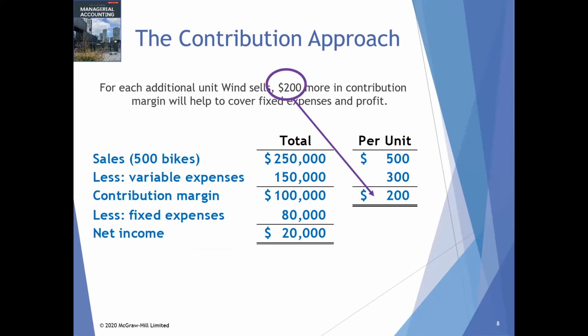Let's see, for each additional unit Wind sells, they get $200 profit, right? So $200 more in contribution margin will help to cover the fixed expenses and profit. What is the meaning of this? This is very, very important, I'm telling you. We know that $200 is the contribution margin per unit. It means if you put in some more effort and produce more units in a month, that will be 100% profit. The $200 will be the profit for 1 unit. If 2 units, then $400. If you are going to produce 100, then 100 times 200 is $20,000. So that will be the profit.